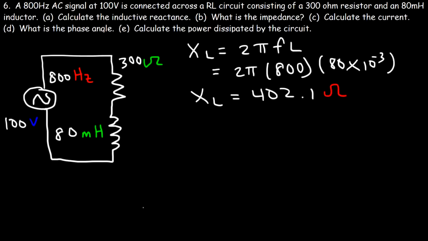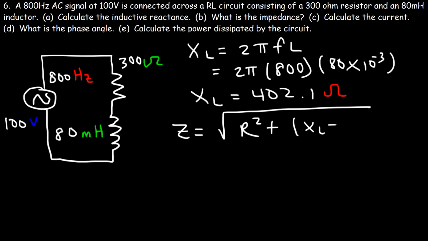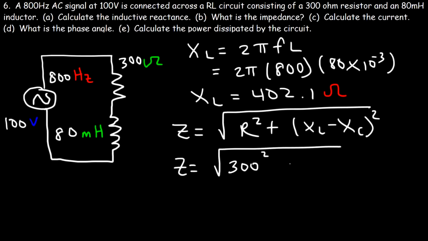Now let's calculate the impedance. The impedance is going to be the square root of R squared plus XL minus XC squared. Since there's no capacitor in the circuit, XC is 0. So R, the resistor, has a value of 300 ohms, and XL is 402.1. So the impedance of the circuit is 501.7 ohms.